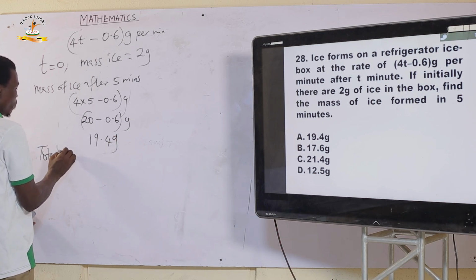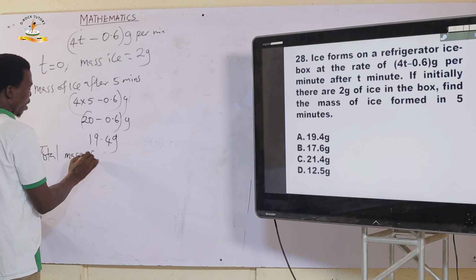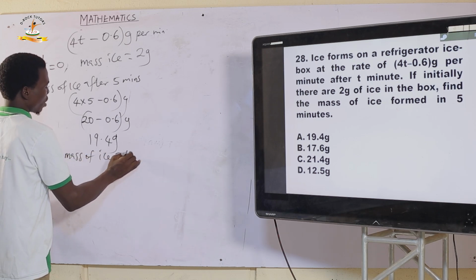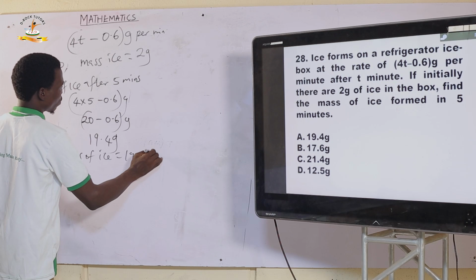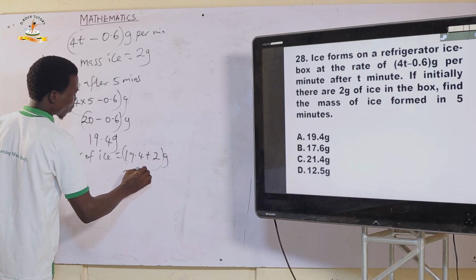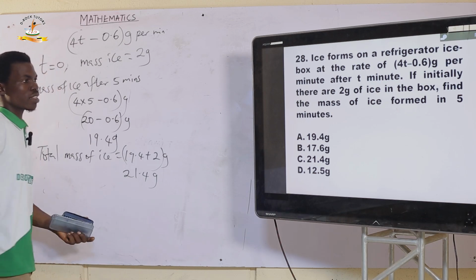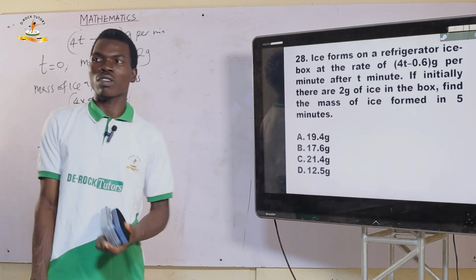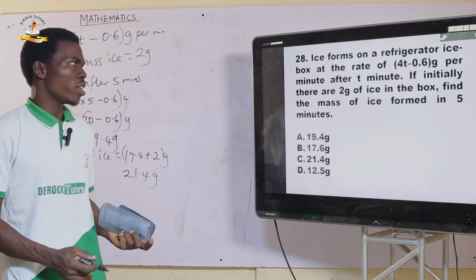So total mass of ice is going to be 19.4 plus 2, and this is going to be 21.4 gram, and that is going to be C. Option C is the correct option. Next question.